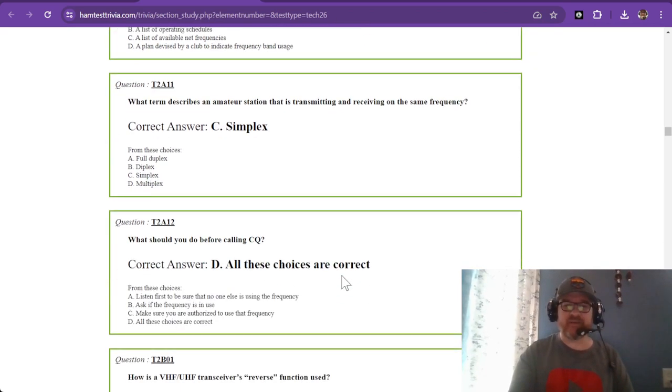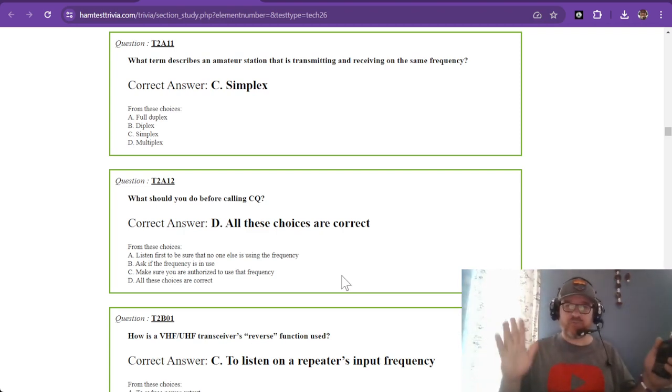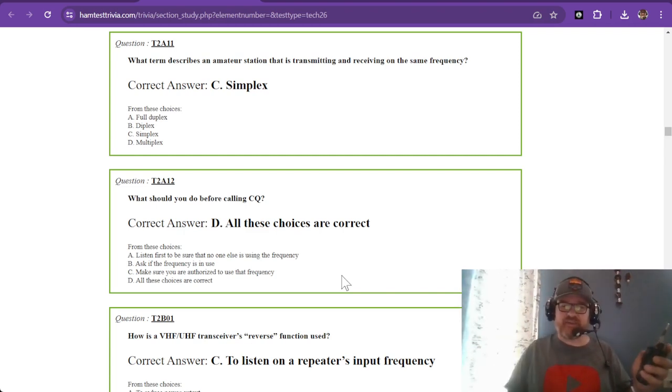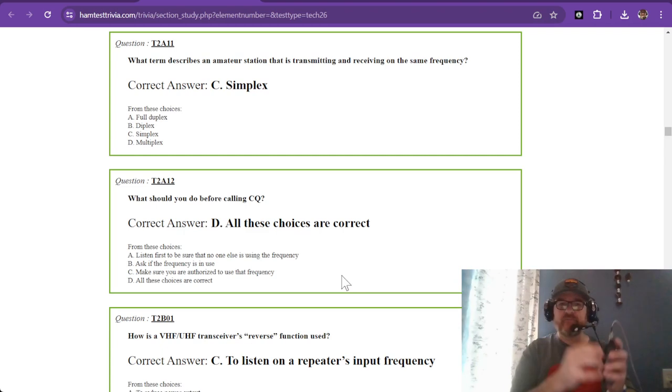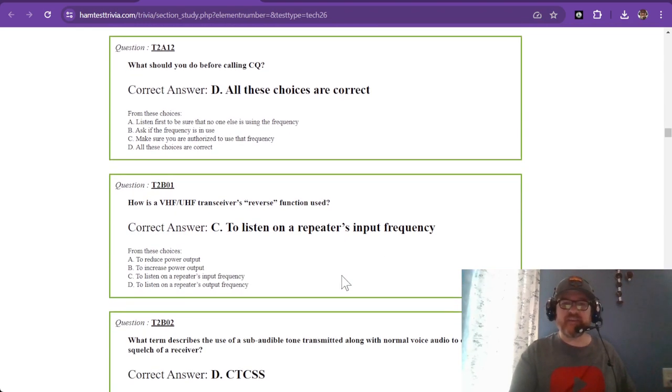We're getting down to the last couple of questions here for Technician Element 2, Subelement Alpha. What term describes an amateur station that is transmitting and receiving on the same frequency? So going back to 146.52, if I had another radio with 146.52 and gave it to my ham buddy and said, hey, walk a mile, give me a call and let me know what you see. We're on 146.52. We're listening and speaking on the same frequency. So it's simplex. There's no duplex or anything going on. I can't hear while I transmit. So that is simplex.